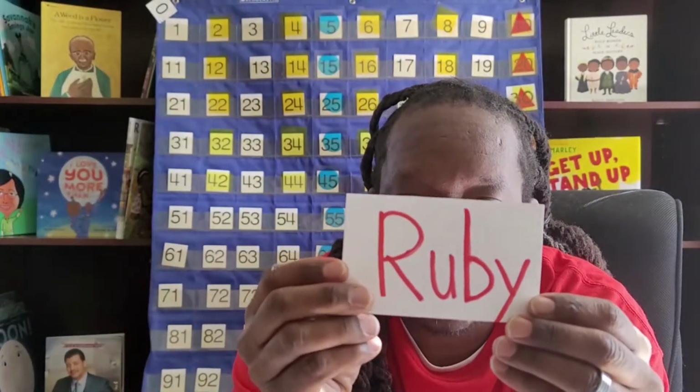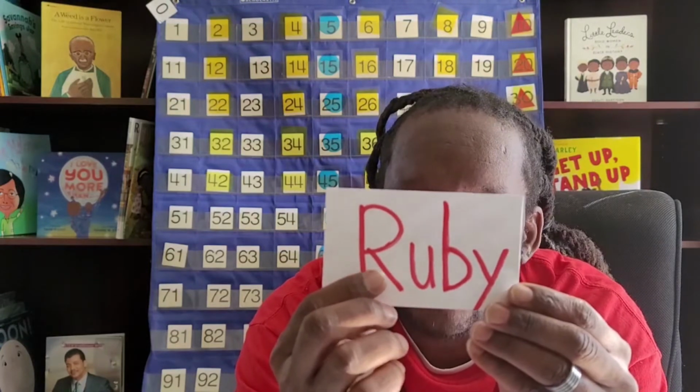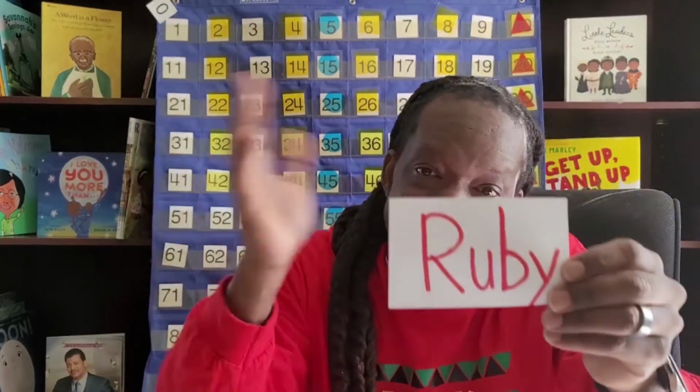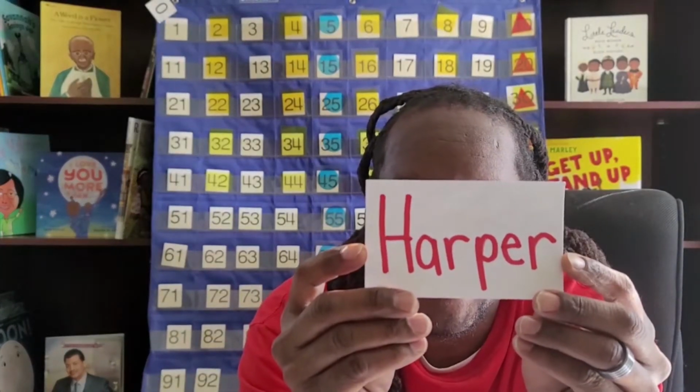We're going to look at our friends' names and count the letters in their names. Whose name is this? That's Ruby's name. Let's count Ruby's letters. 1, 2, 3, 4. Hi, Ruby. And whose name is this? That's Harper's name. Let's count our letters. 1, 2, 3, 4, 5, 6. Hi, Harper. And thank you for sending Ruby's name in.